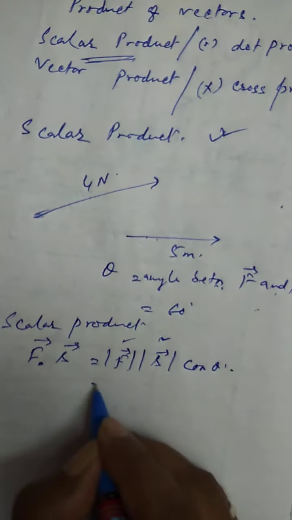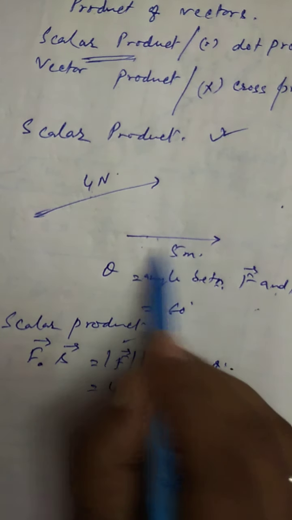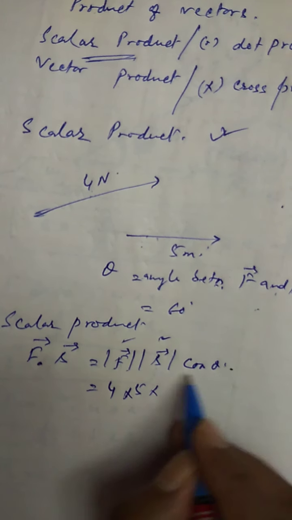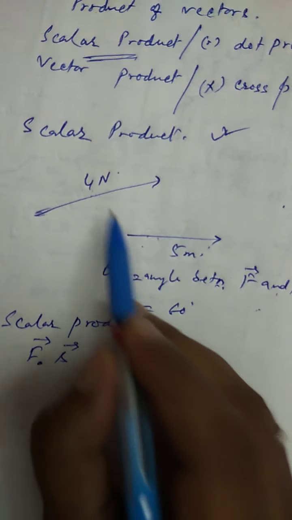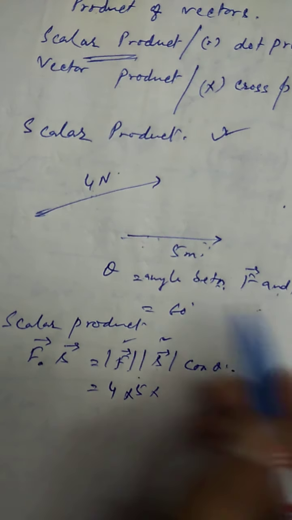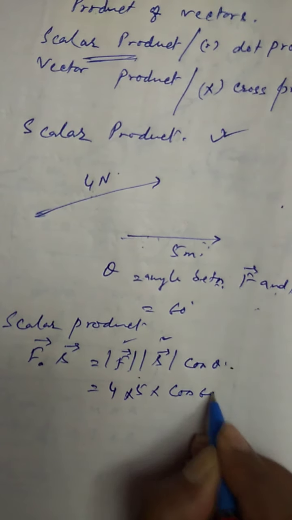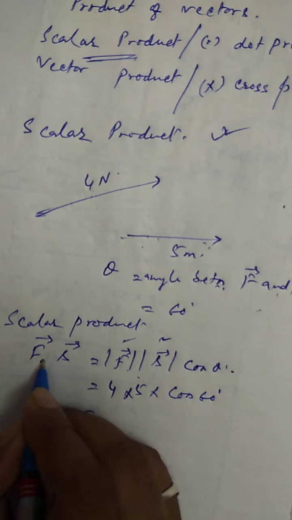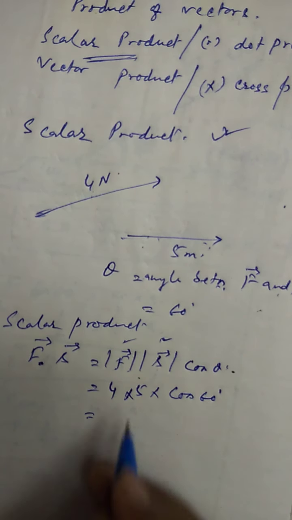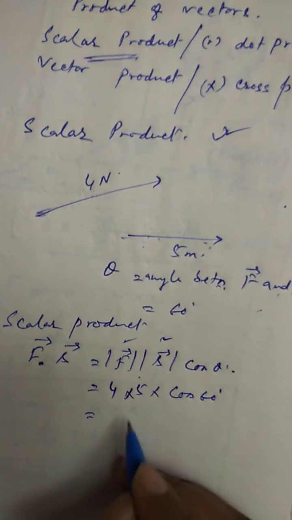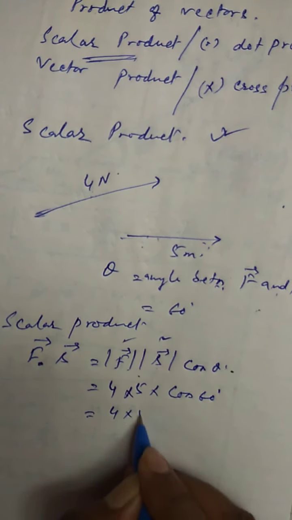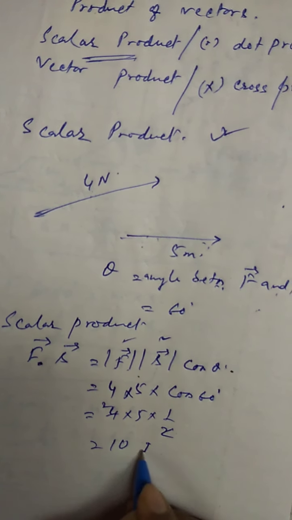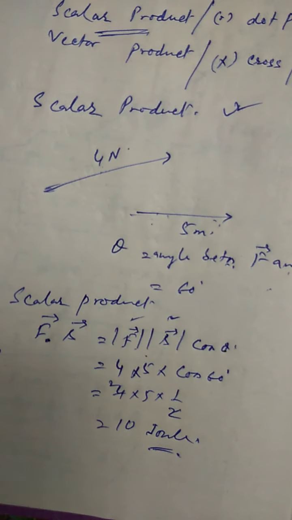The value of force is 4 Newton, and the value of displacement is 5 meter. So 4 into 5 into the cos of the angle between the two vectors, force and displacement, which is 60 degree. Mind you, you have to use dot here; the rest you can use either cross or dot, it never matters. So it is 4 into 5 into cos of 60 degree, which is half. So it is 10 joule.